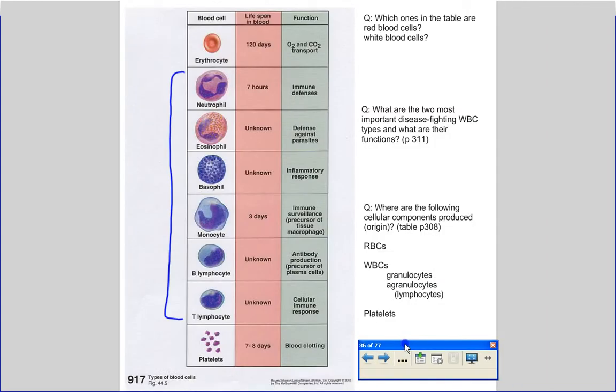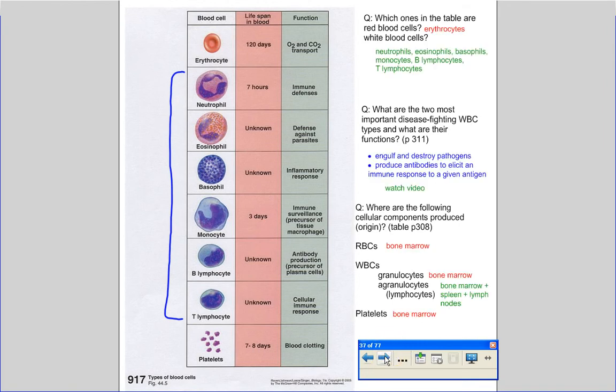Okay, so you should have these questions on one of your slides. The first question says, which ones in the table are red blood cells? So it's basically to get you to recognize the terms. The only ones in that table that are red blood cells are the erythrocytes.